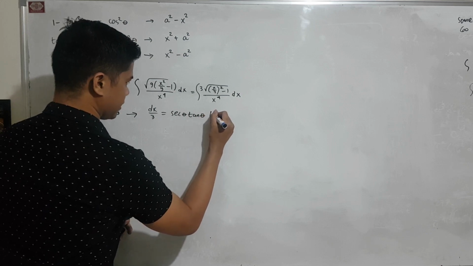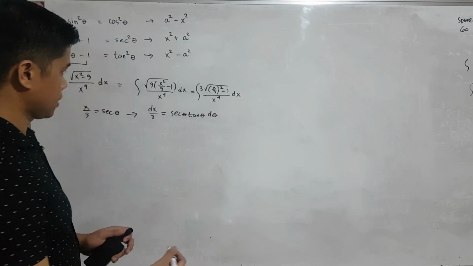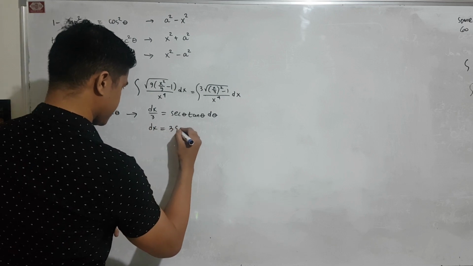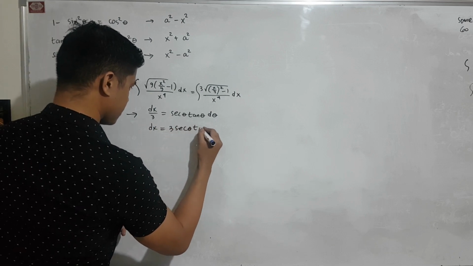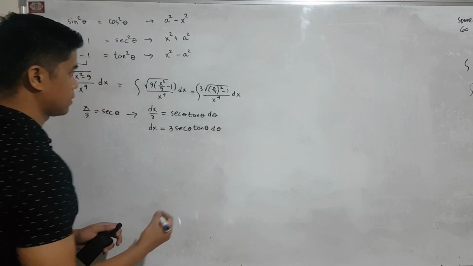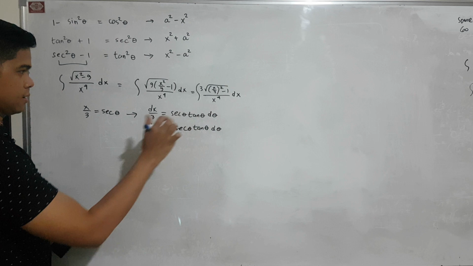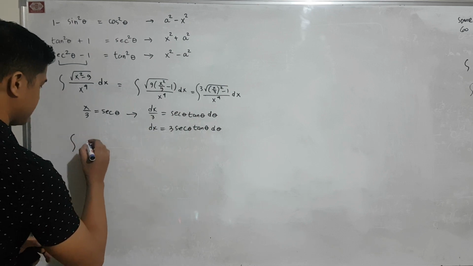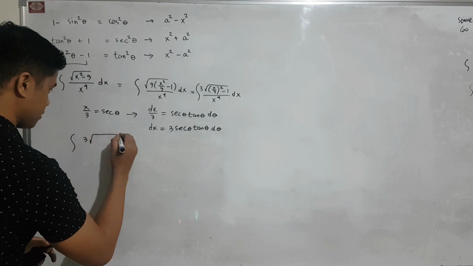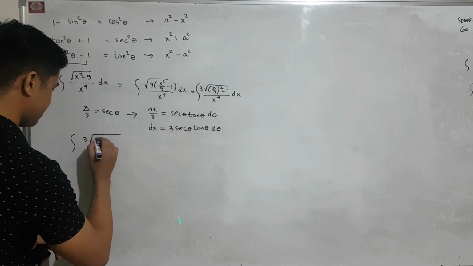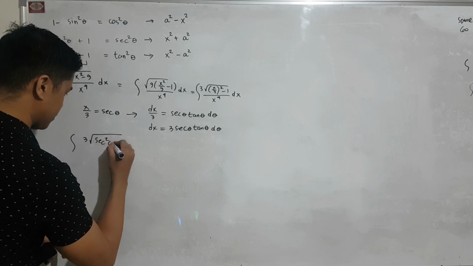Okay, then we have d theta. That makes dx equivalent to 3 times secant theta tangent theta. So let's convert this integral into theta world. We have the integral of 3 times the square root of, now the x over 3 squared becomes just secant squared theta minus 1.